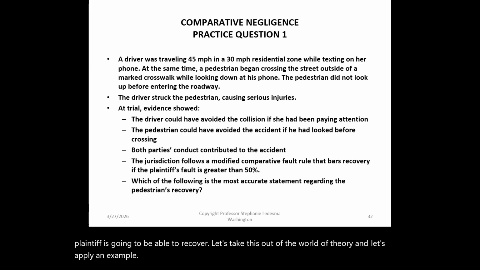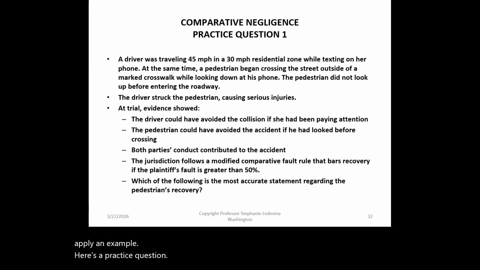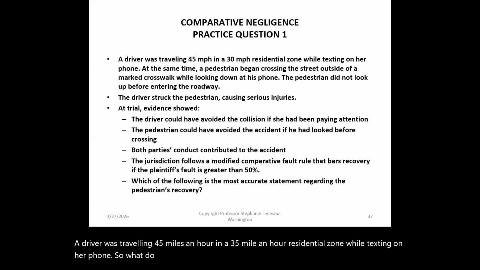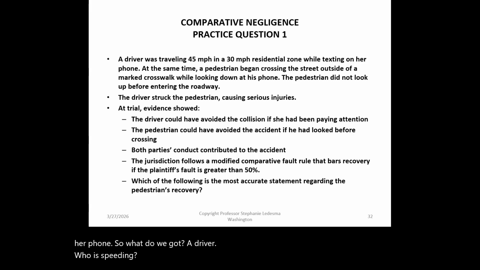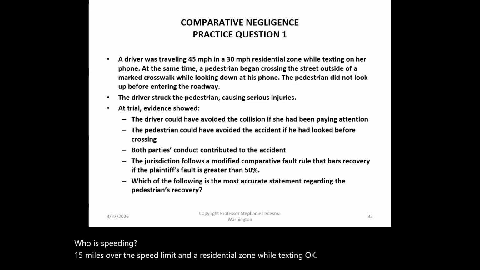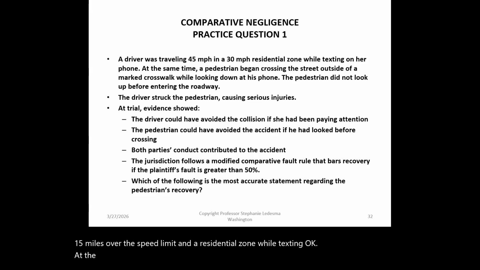Here's a practice question. A driver was traveling 45 miles an hour in a 35-mile-an-hour residential zone while texting on her phone. So what do we have? We've got a driver who is speeding 15 miles over the speed limit in a residential zone while texting, okay? At the same time, a pedestrian began crossing the street outside of the marked crosswalk while looking down at his phone.